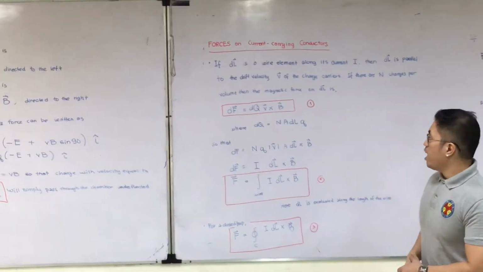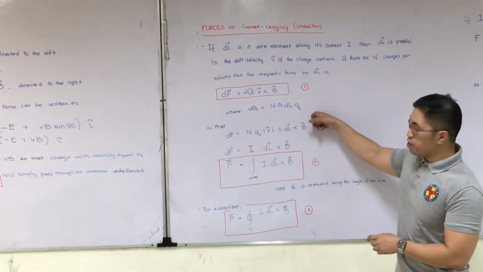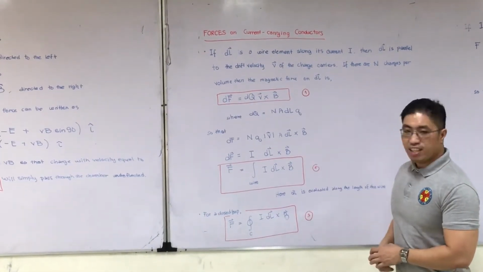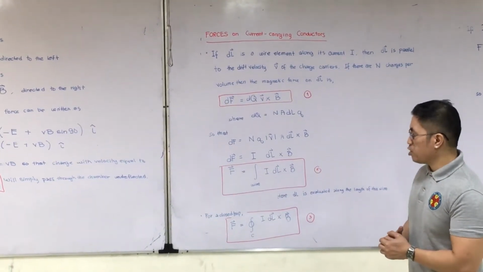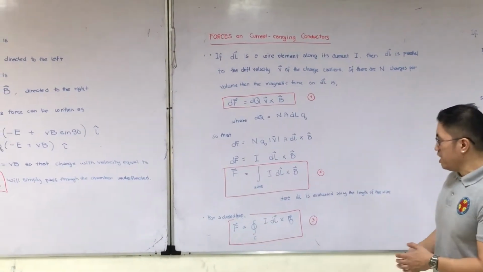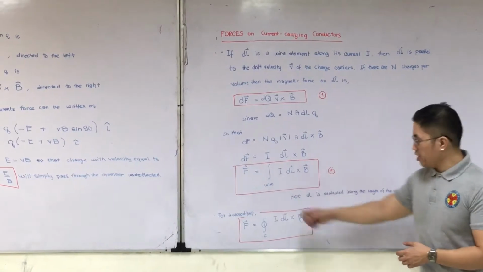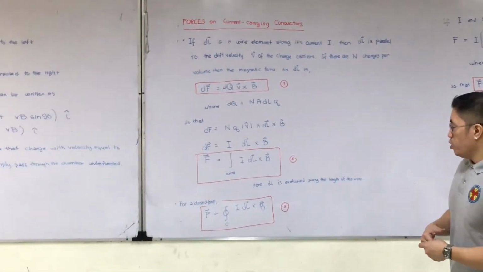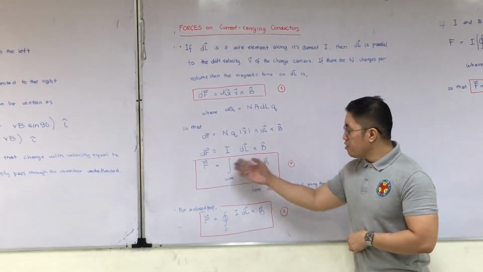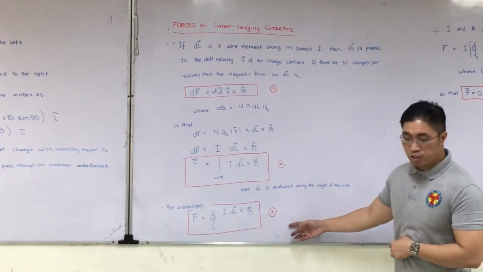Then next, we can use this equation for dq back in equation 1. Hence, we have dF equal to I dl cross B, and then F is simply the integral of I dl cross B over the entire length of the wire, equation 2. Now here, for a closed loop, we can modify equation 2 into equation 3.